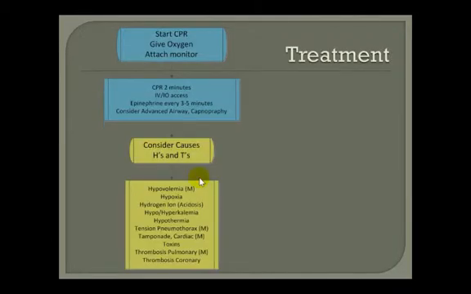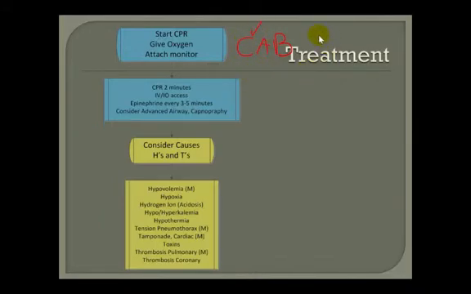Treatment algorithm for asystole: we're going to start CPR, give oxygen, attach the monitor, and we're going to do this in a CAB format: compressions, airway, and then breathing. This is a new BLS change in 2010. We're going to run a quick assessment on them and see if they're responsive and if they have any chest rise. If not, we're going to initiate chest compressions, and then we're going to worry about the airway and breathing.